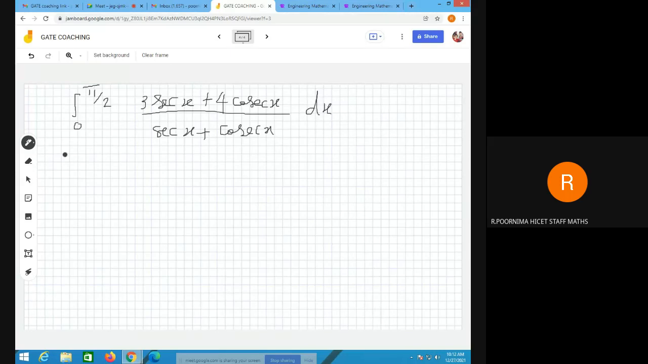The choices are given. It is 7 pi by 4, 7 by 2, and the C choice 5 pi by 4, and the last choice becomes 7 pi by 2. So we are going to find the solution for this one.